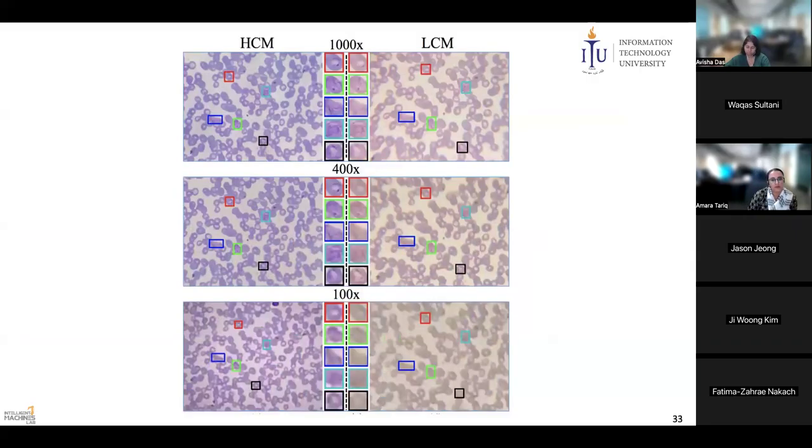So here are some of the examples in our data set. This is exactly the same patch across 100x, 40x, and 1000x. In the left column you see the images from the high quality microscope, and on the right side you see the images from the low quality microscope. So there is a drastic difference between the details that you can see on the microscopes. Our goal is to train the model on the left side and test the model on the right side to get it working on the low quality data.